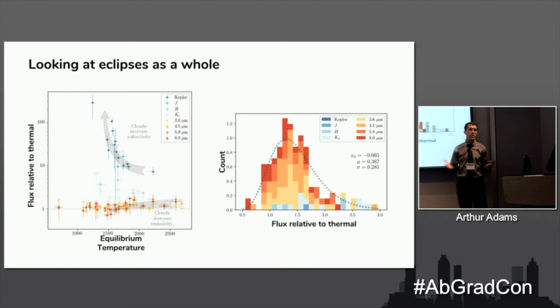So why did I bring this up? Well, it's suggesting that this distribution, looking at all these eclipses as a whole, is suggesting that there are many physical processes or maybe even instrumental processes that are creating this distribution. So it seems like there's a lot going on here, just looking at all the eclipse depths as a whole.